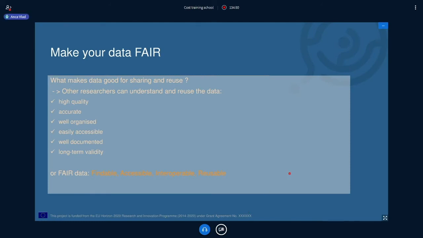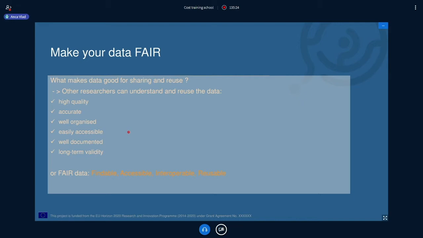Okay, so now moving on to the FAIR principles and how can we publish our data in a fair way. So in terms of what makes data good for sharing and reuse, there are a couple of things that come to mind. We want high quality data, we want accurate data, well organized, of course, so that if we've not been part of collecting that data, it needs to be well organized for someone with no prior knowledge to make sense of it and use it correctly.